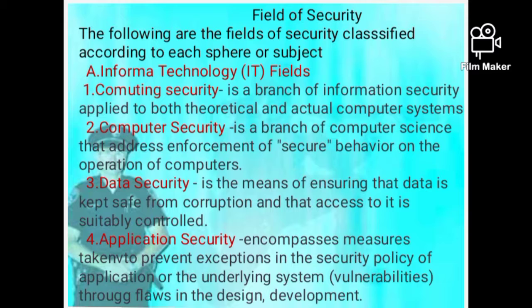Data security is the means of ensuring that data is kept safe from corruption and that access to it is suitably controlled. Thus, data security helps to ensure privacy. It also helps in protecting personal data. Application security encompasses measures taken to prevent exceptions in the security policy of an application or the underlying system, vulnerabilities, through flaws in the design, development, or deployment of the application.